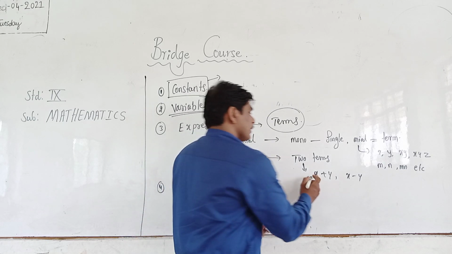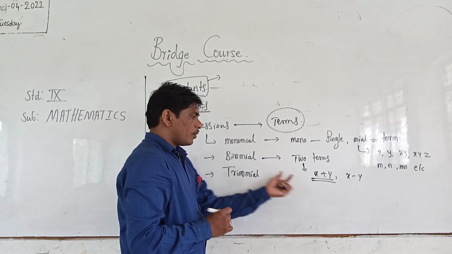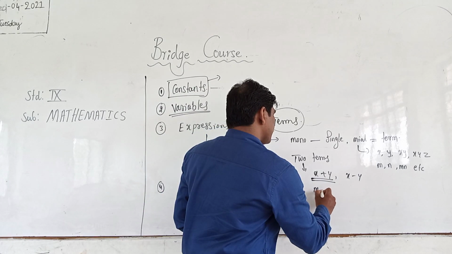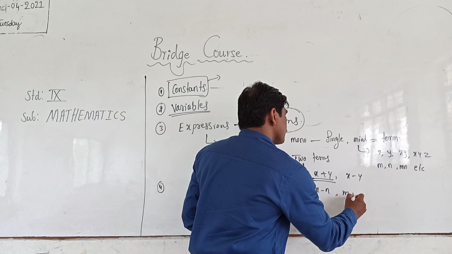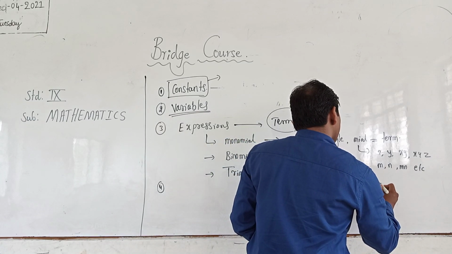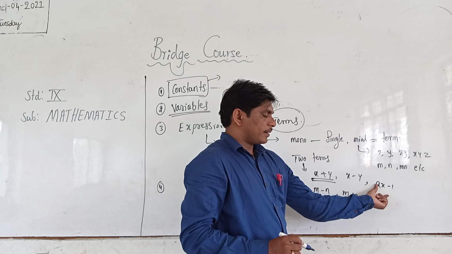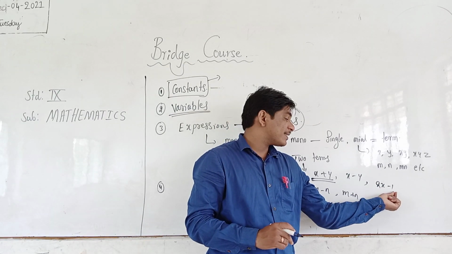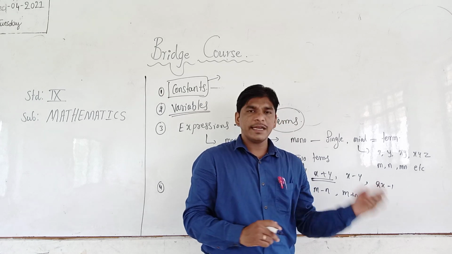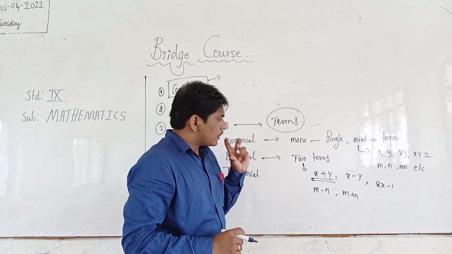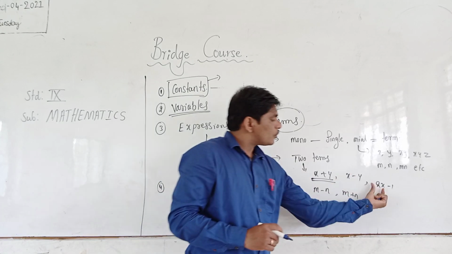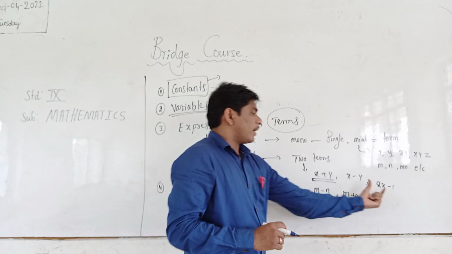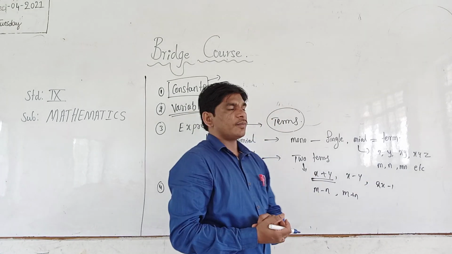For example, binomial examples are x plus y, x minus y, m minus n, m plus n, and many more, such as 2x minus 1. Here 2x, x is a variable but 1 is a constant. Any two variables or any two numbers with addition or subtraction operations between them are examples of binomial.